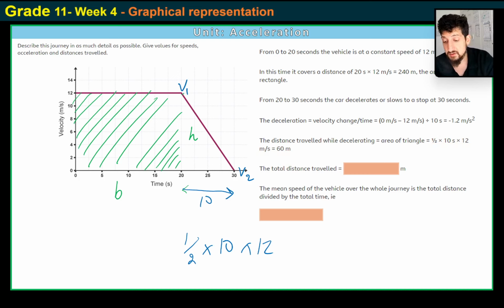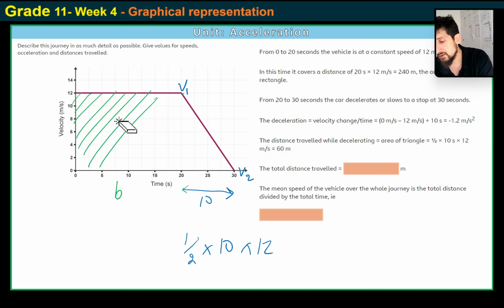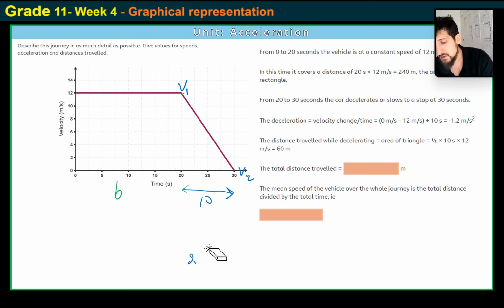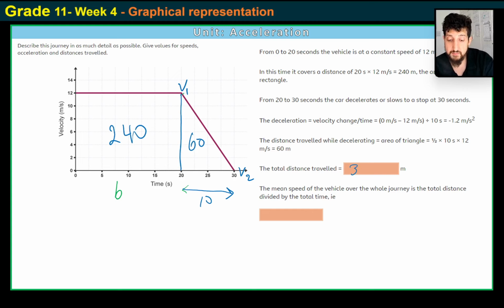Total distance traveled. Now they want the total distance traveled. The total distance traveled is going to equal both sides. I have 60 over here, and I have 240 over here, which I worked out from before. So it's going to be 300.